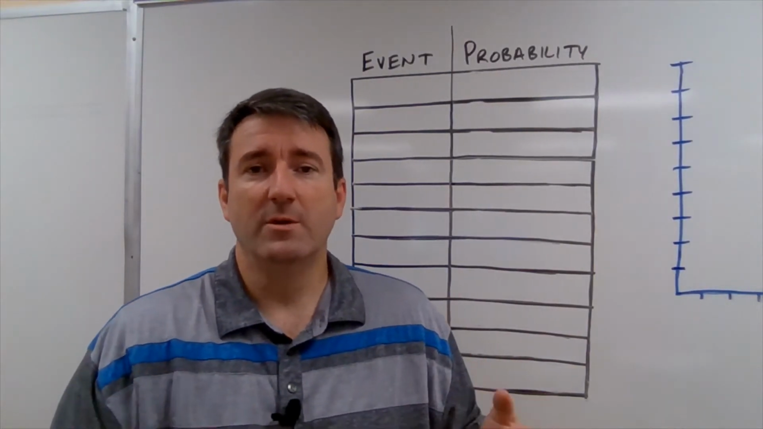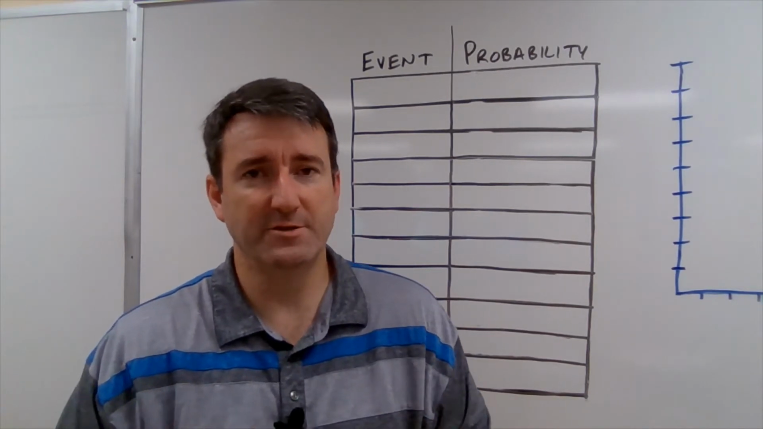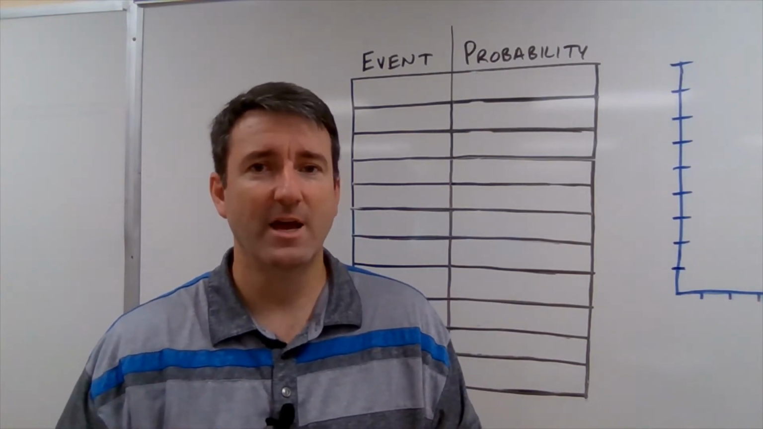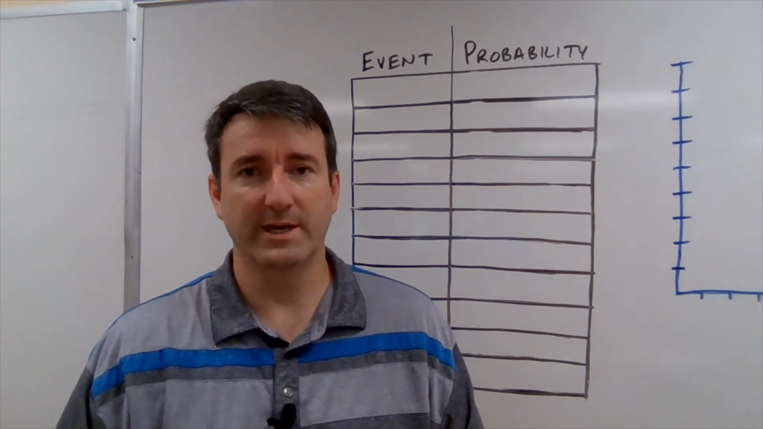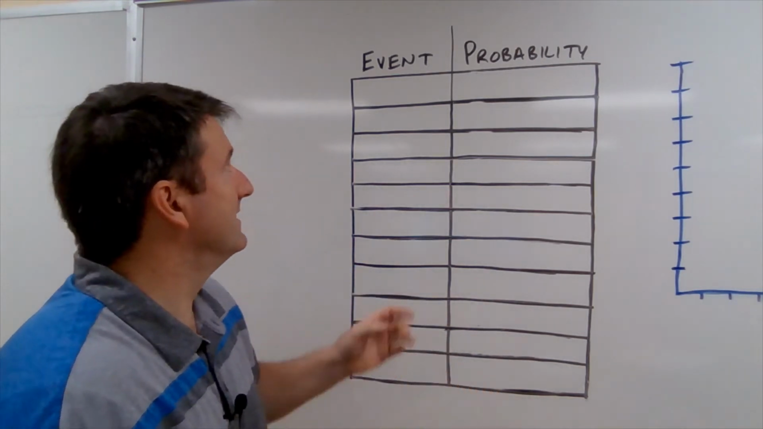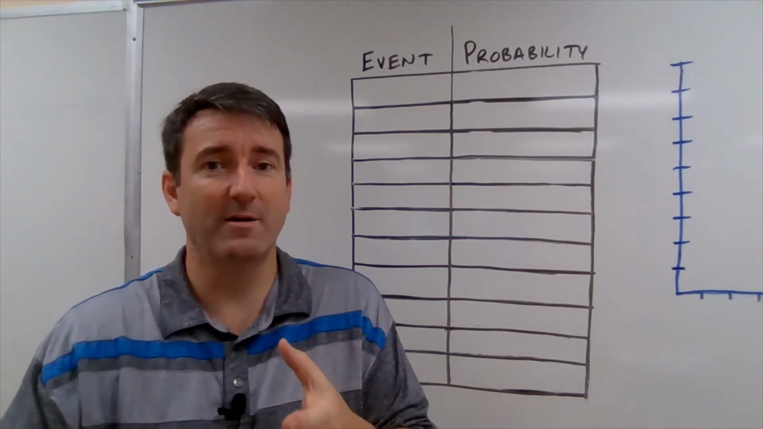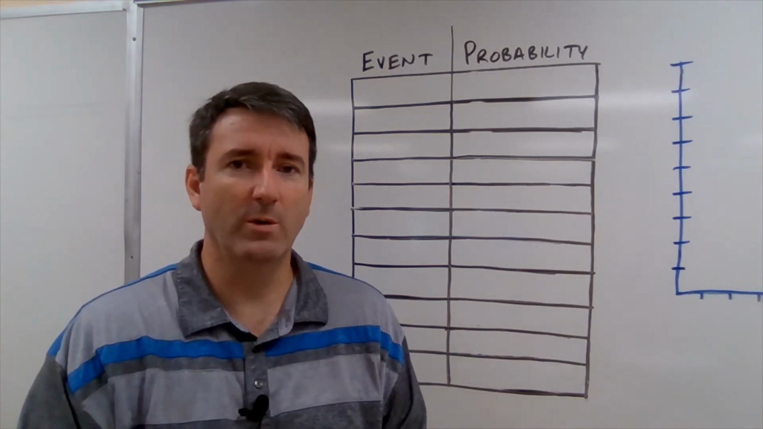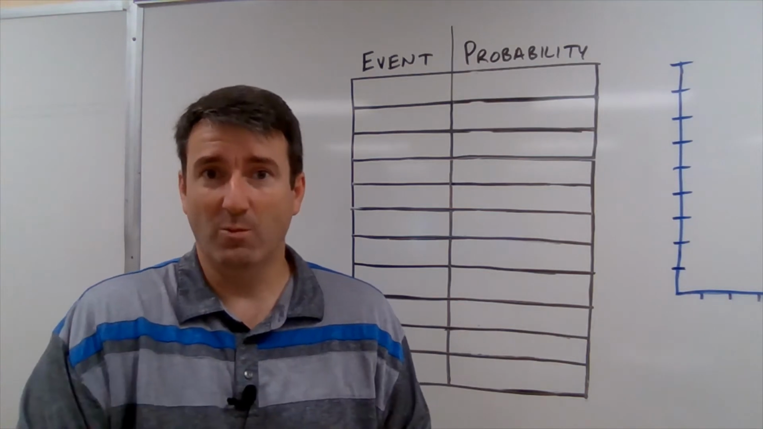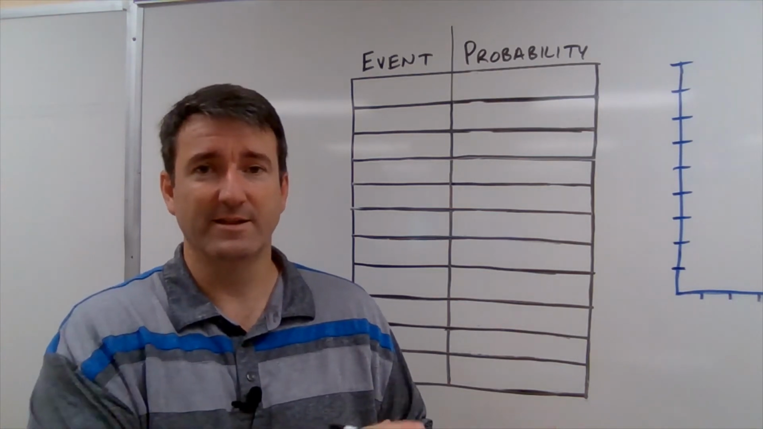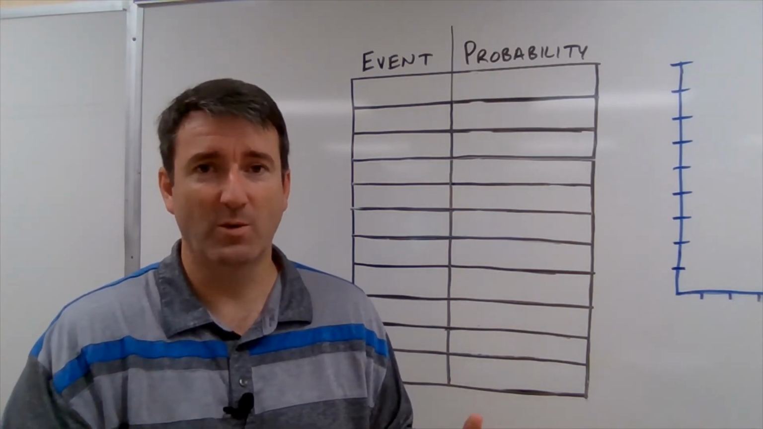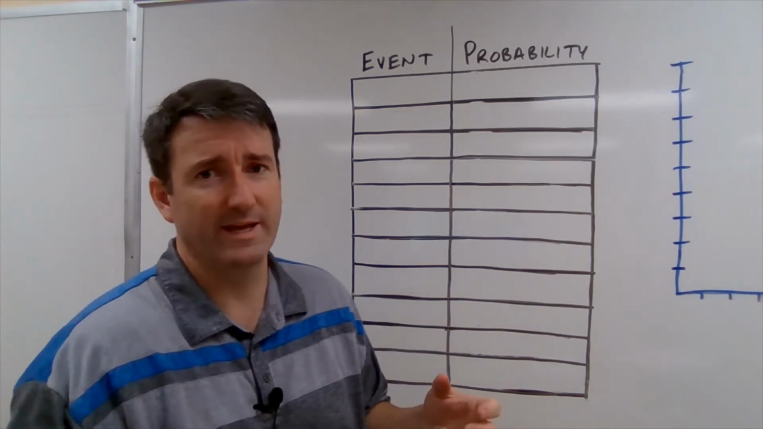For our example, we're asked to make a probability distribution for the sum of the dice when two fair dice are rolled together. So the events here are going to be the various sums that we could get when we roll two dice. We can't get a 1 because the lowest number on either die is a 1. So the lowest number we can get is a 2.